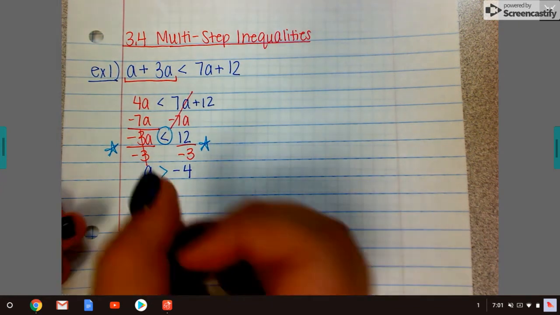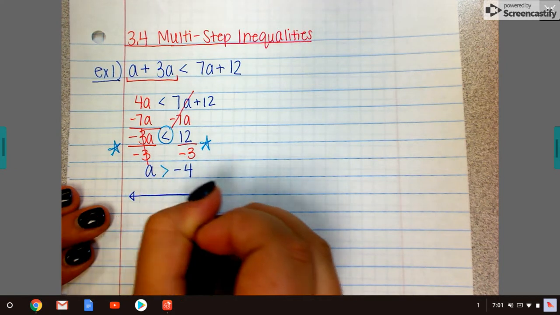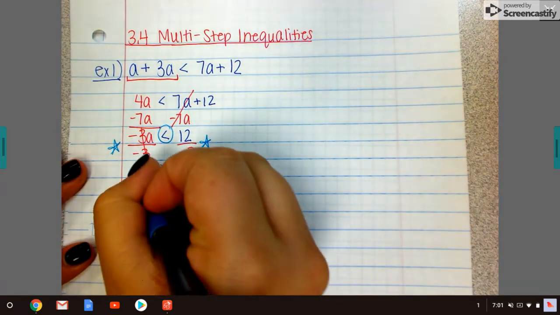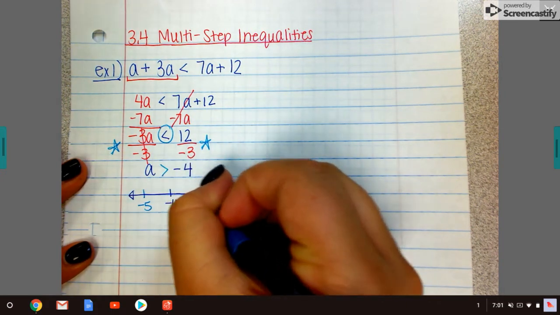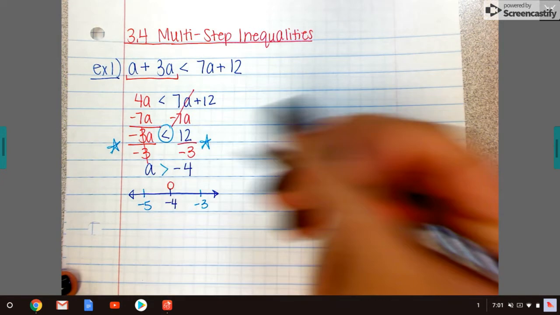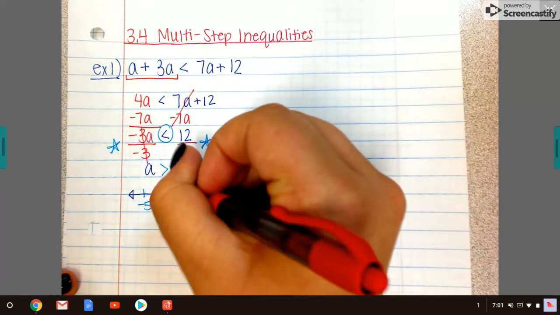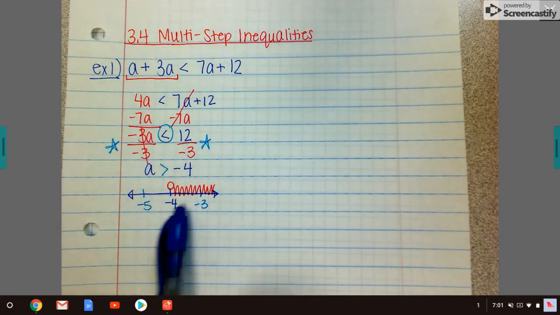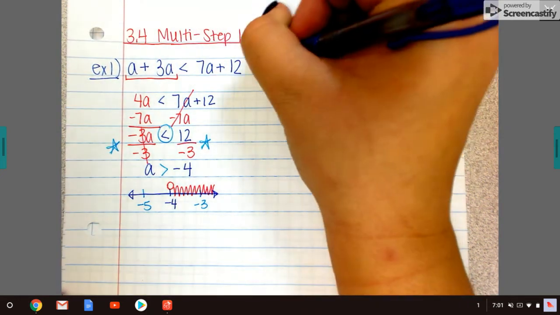We can go ahead and graph these guys in the number line now. So I've got negative 4 in the middle, negative 5 to the left smaller than it, and negative 3 to the right bigger than it. And it looks like we're going to have an open dot, and a is bigger than it, so I'm going to shade to the right. Go back to the last video if you need some more help on how to shade these parts in. That was the first 2 examples on the 3.1 through 3.3 notes.